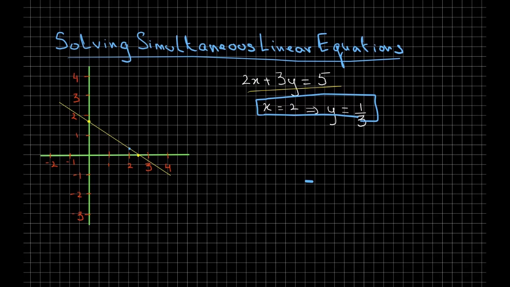Okay, so what I want to emphasize is that when a point is on the line, then it satisfies the equation. Every point that satisfies the equation lies on the yellow line, and every point on the yellow line satisfies the equation 2x plus 3y is equal to 5. So pick any point on the yellow line. The x and y coordinates of a point on the yellow line will satisfy 2x plus 3y is equal to 5, and vice versa.